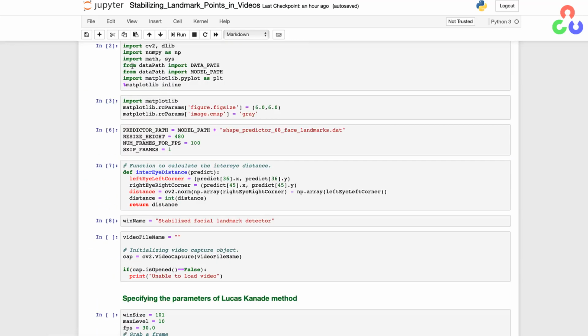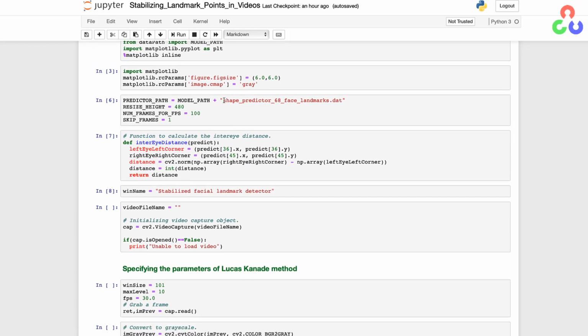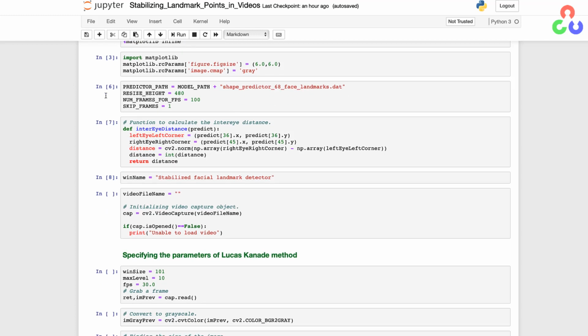We start with our standard imports, including dlib. We set up matplotlib, and then we have the path to the shape predictor. And the size that we are going to use is 480 because the processing will be faster that way. We are going to calculate the frames per second, and for that we are going to use 100 frames to calculate what is the FPS. And we are not going to skip any frame. And for face detection, we are going to skip 1 frame.